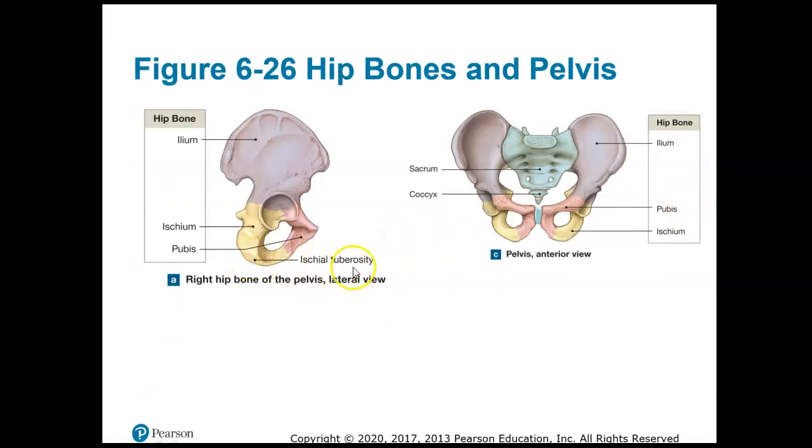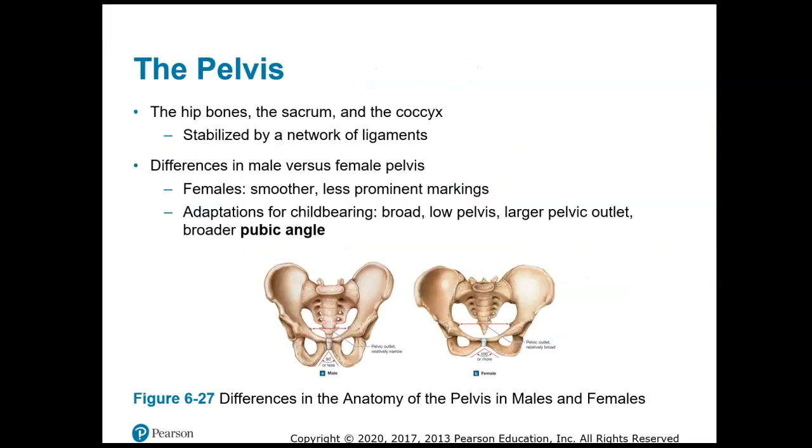Okay, the ischial tuberosity is what we sometimes call our sitting bones. These are the bones you actually are putting pressure on when you sit in a chair. So the ischial tuberosity is the structure that we sit on of our pelvis.